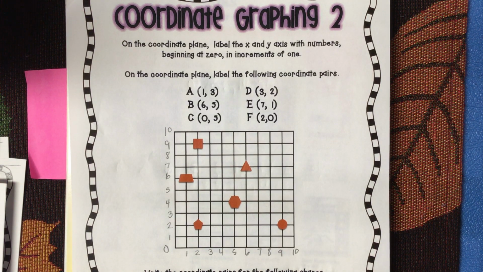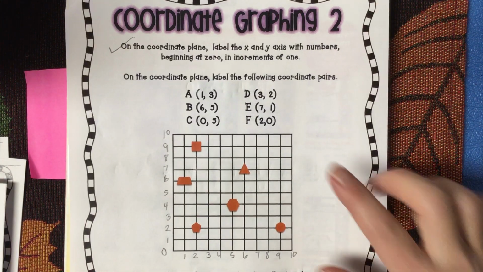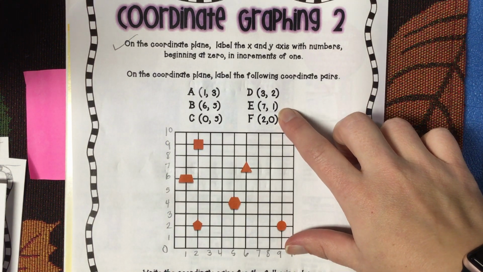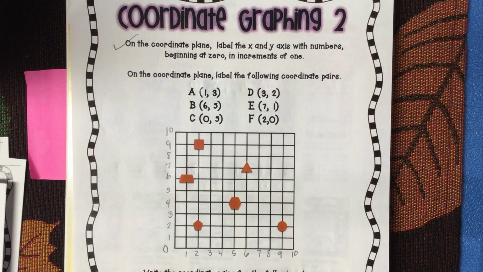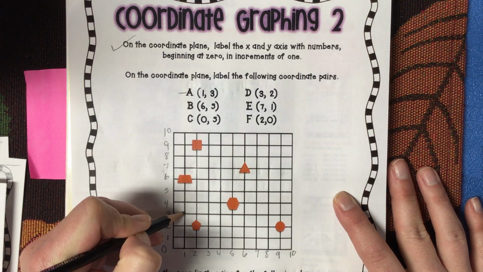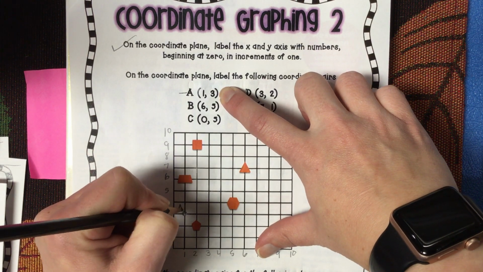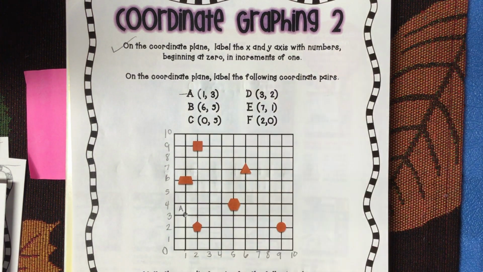By the way, that is one of the points on getting credit on this assignment. I know that you probably can just think I'm over 1 up 2, but the instructions specifically said to label the axis. So, check. On the coordinate plane, label the following coordinate pairs, which means you're going to go, for A, over 1, up 3, because that's what it says, and you're going to write the letter A.